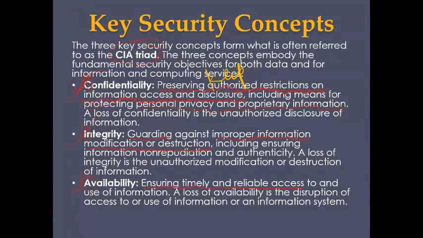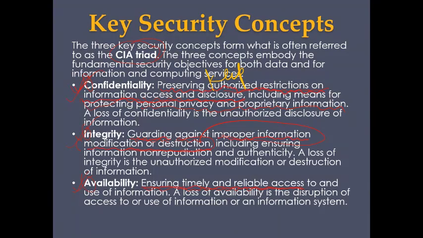The next one is integrity. Integrity is the term used for guarding or protecting against improper information modification or destruction, like this one. We will study all these things later, and I will let you know what those things are. And at the same time, availability means ensuring timely and reliable access to information. That's all.